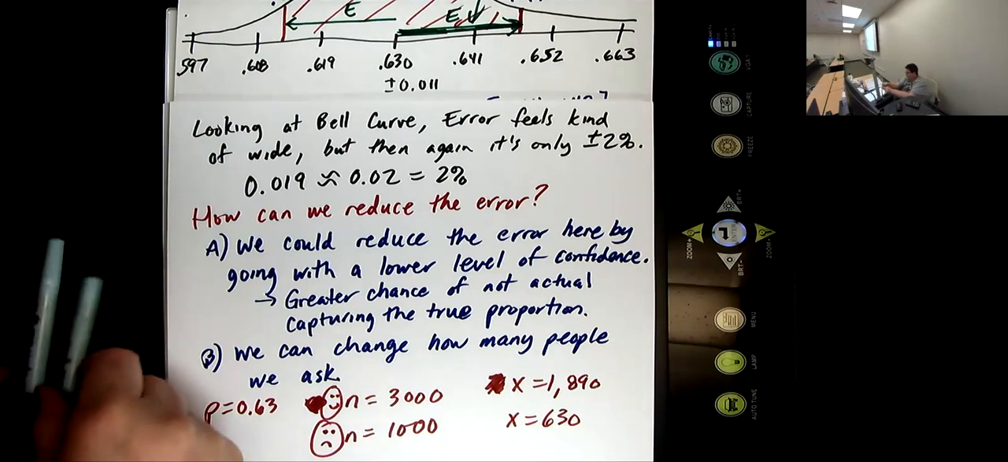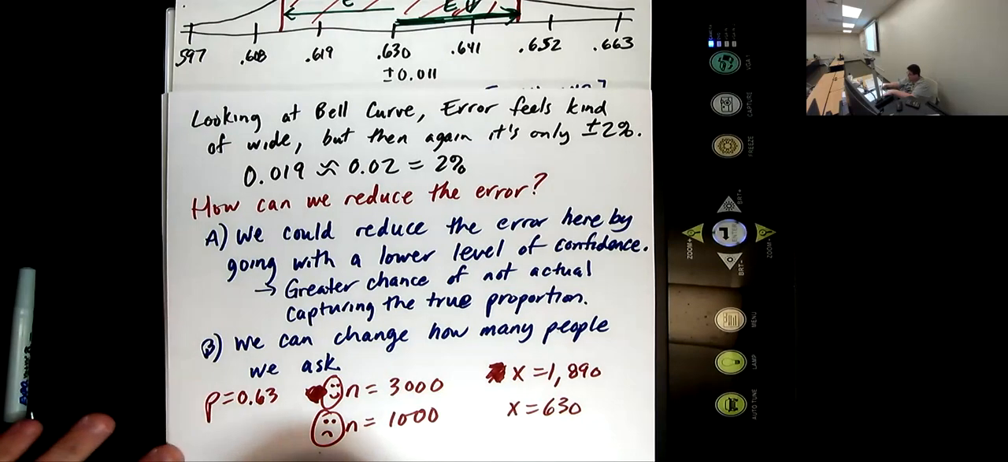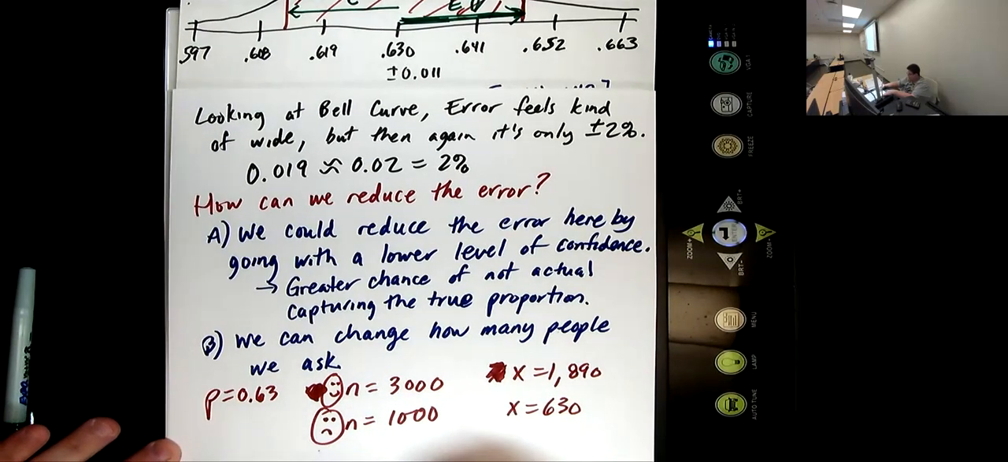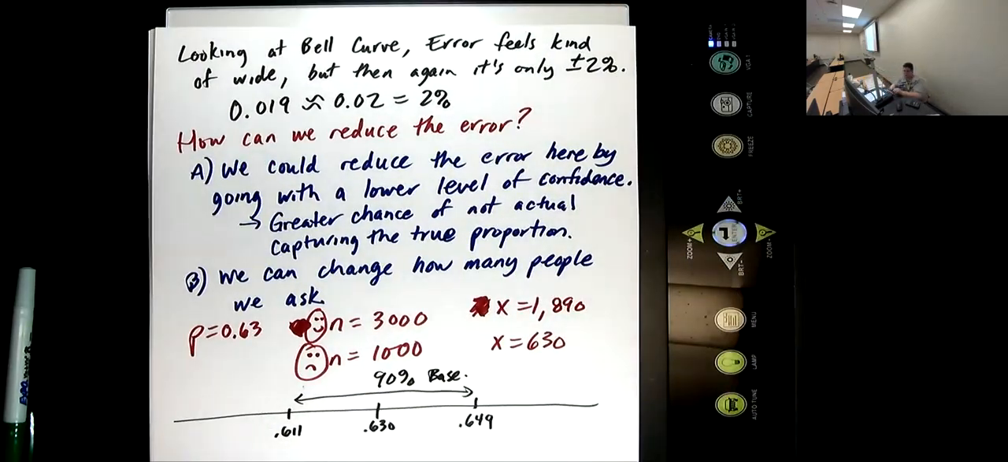And so right now, before I change anything, I'm going to do a big number line. We got 0.630 here. We've got 0.611 here and 0.649 here. Those are the two. This is our 90% with what we have now. This is our base, what we started with. I want to end up with something that's less wide as a picture. So let's go to the calculator, and we're going to just change some numbers.